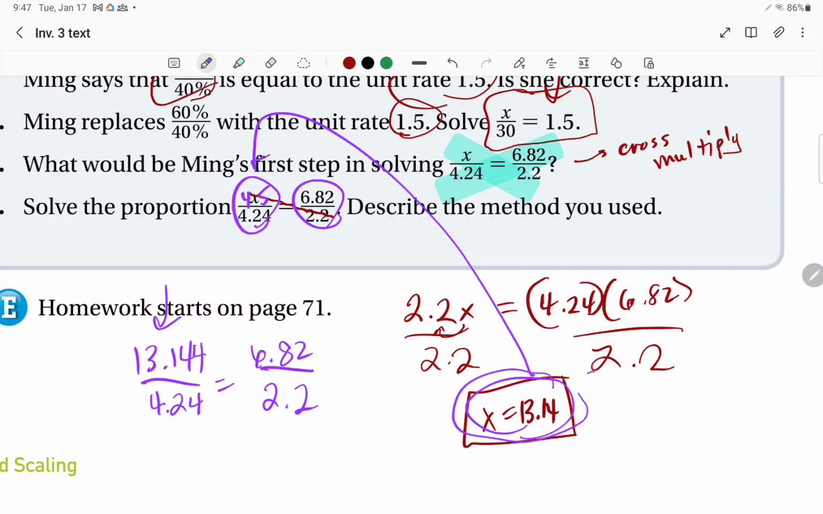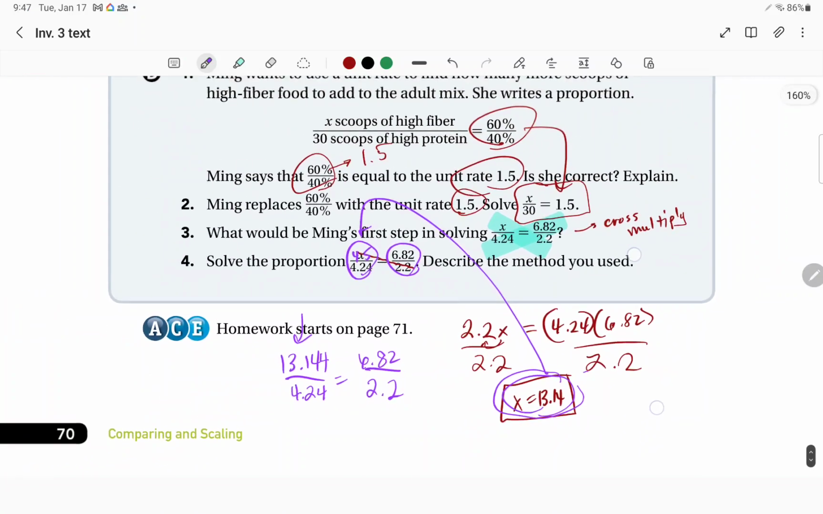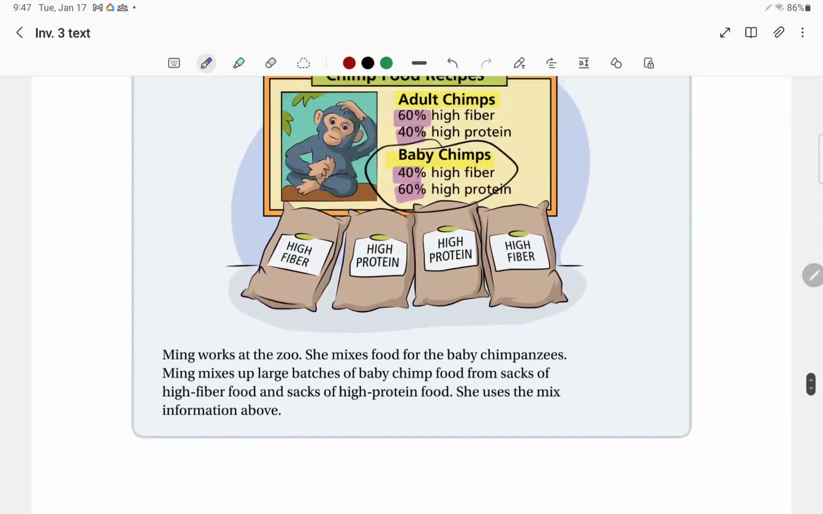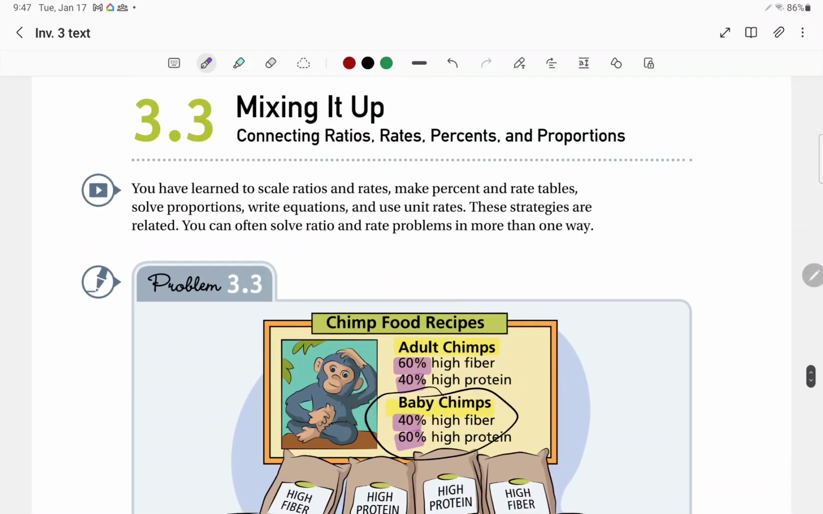That's why algebra is so amazing. You can always check your answers before you turn in your test, if, again, you know how to do that. That is all that I have for 3.3, looking at mixing it up, connecting ratios, rates, percents, and proportions.